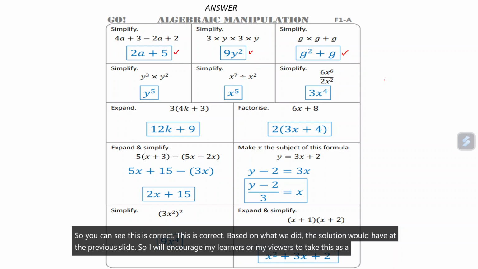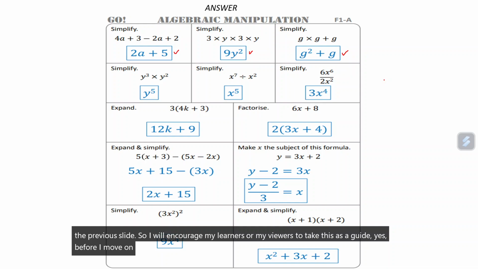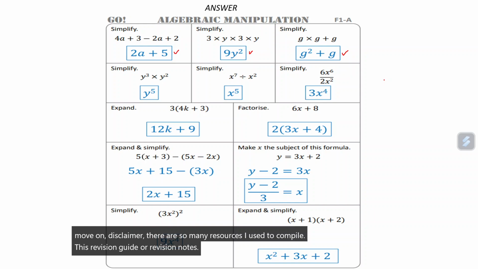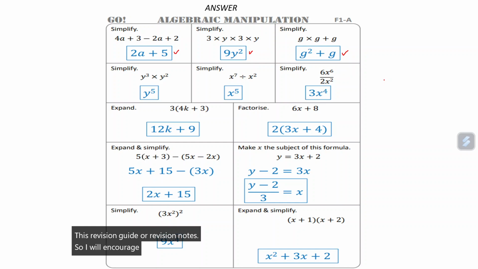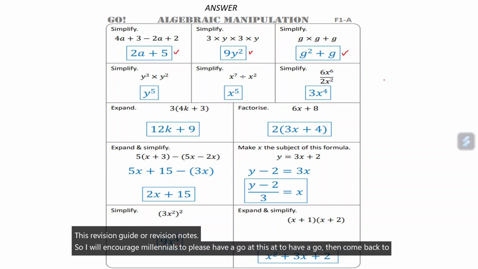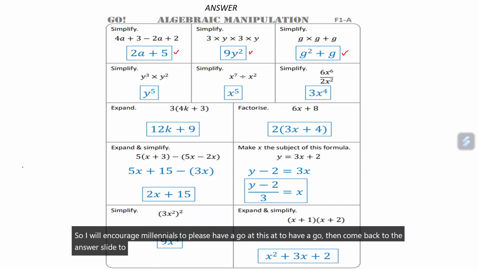Before I move on, a disclaimer: there are so many resources I used to compile this revision guide, or revision notes. I will encourage my learners to please have a go at this, then come back to the answer slide to check their outcome. So we'll move on.